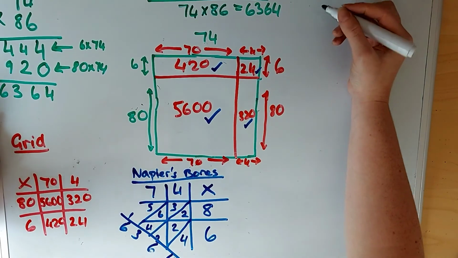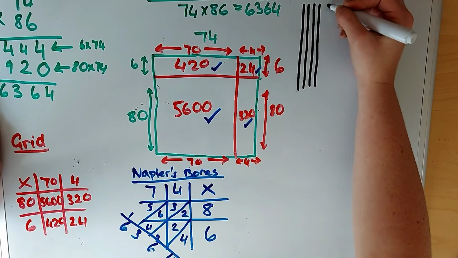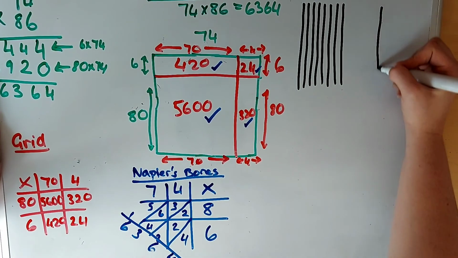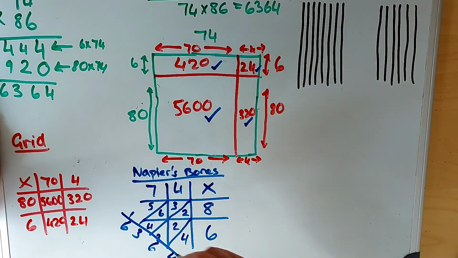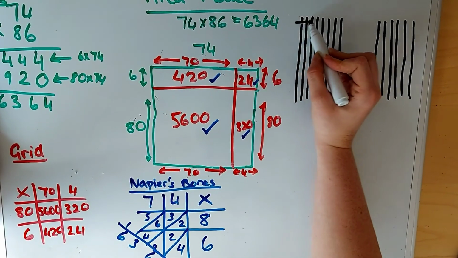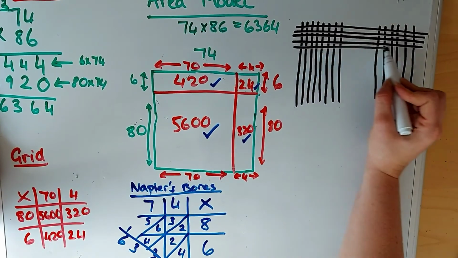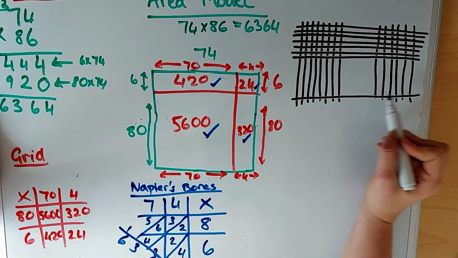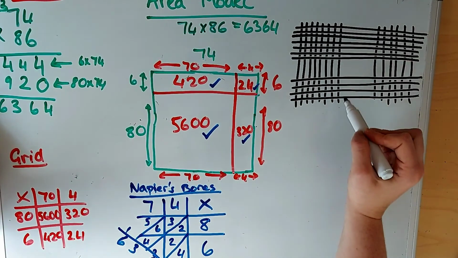So I'm going to do 80: 1, 2, 3, 4, 5, 6, 7, 8. So there's 80 and then 6: 1, 2, 3, 4, 5, 6. And then for my 74, it's going to be 1, 2, 3, 4, 5, 6, 7, and then my 4 will be 1, 2, 3, 4. So I've got 74.